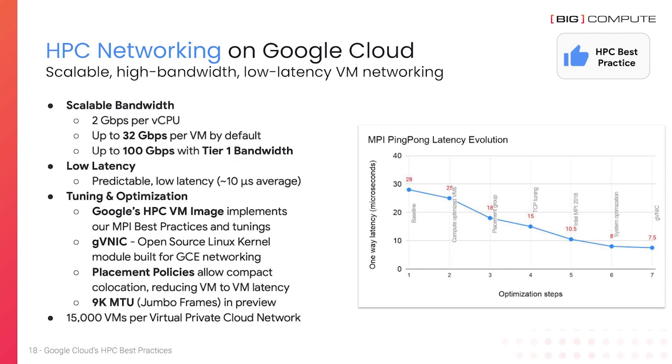But when you add on the types of tunings and optimizations that are available on Google Cloud through our HPC VM image, and things like our new Google Virtual NIC and 9K MTUs, as well as our placement policies, well, you can achieve extraordinary performance.